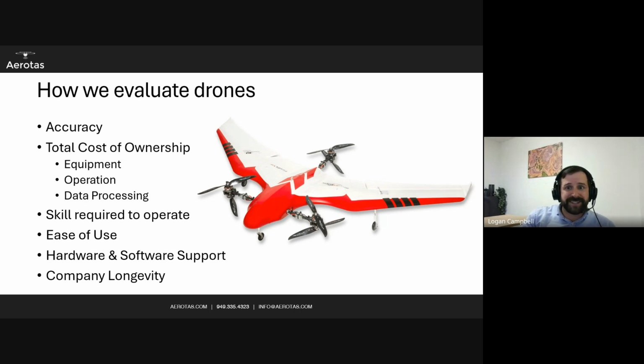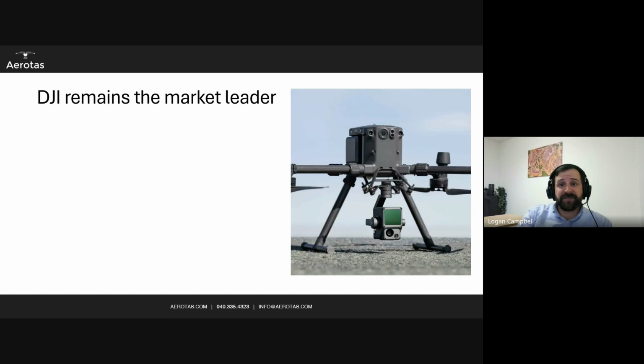We'll cover that in the business case scenario a little bit more. As well as the cost of data processing. Some are more expensive and time consuming to process data. So ease of use, hardware and software support, all of that. And at the end of the day, here's where we start getting into some of the political side of things too.